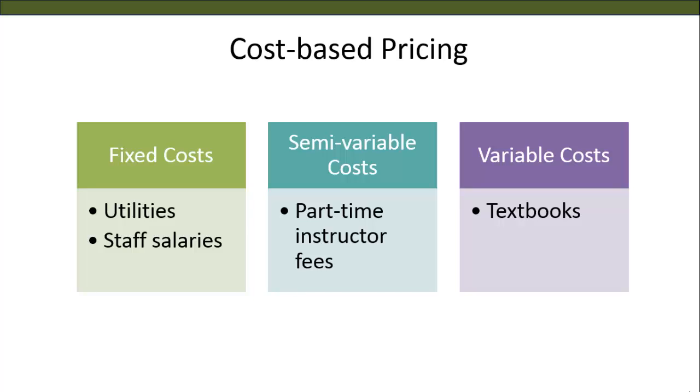Cost-based pricing. For goods, it is common to assess fixed costs, semi-variable costs, and variable costs to arrive at the final price. Examples of fixed costs for a university, for example, would be like utilities and staff salaries. Examples for semi-variable costs would be like the fees for part-time instructors. An example for variable costs would be like the textbooks that students receive.